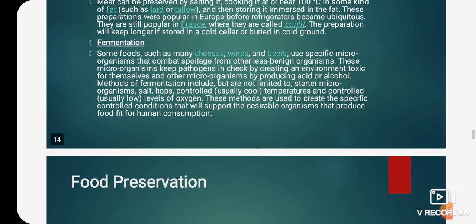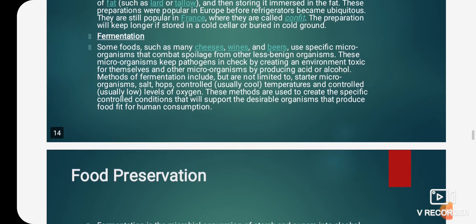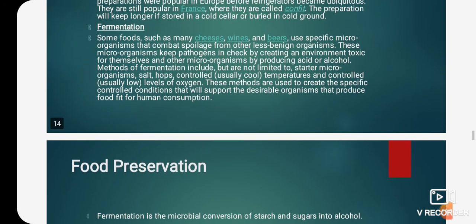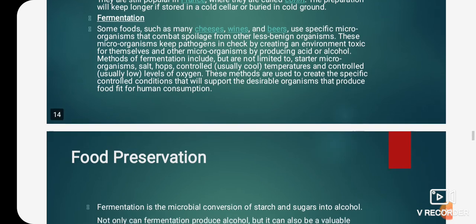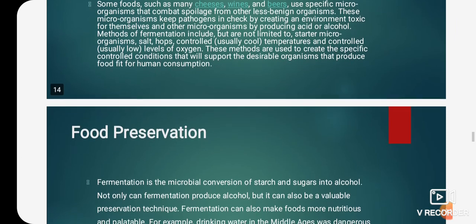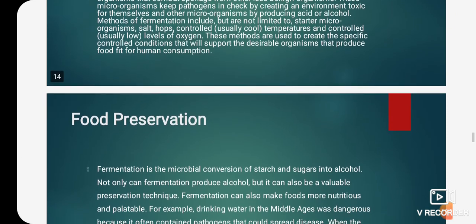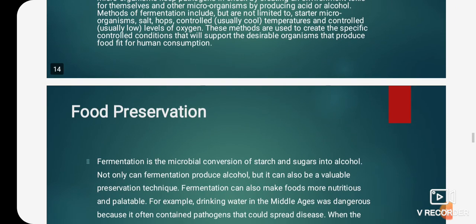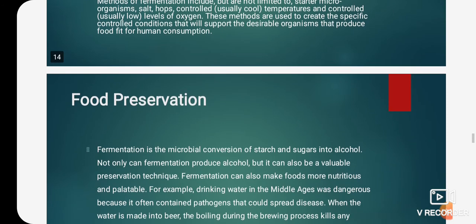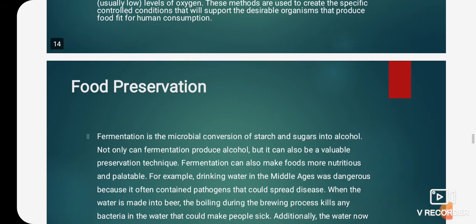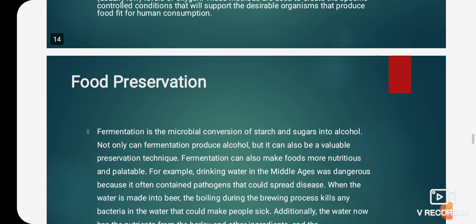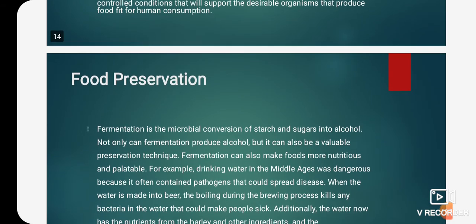These methods are used to create the specific controlled conditions that will support the desirable organisms that produce food fit for human consumption. Fermentation is the microbial conversion of starch and sugars into alcohol. Not only can fermentation produce alcohol, but it can also be a valuable preservation technique. Fermentation can also make foods more nutritious and palatable.